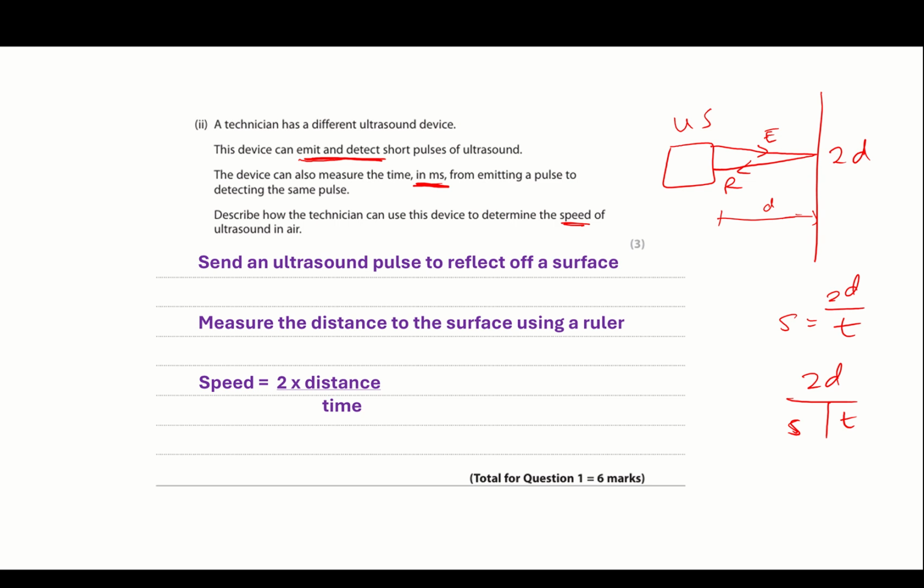Now I don't think the question asks for it, but remember we would need to divide that by 1,000 if we wanted it in meters per second. But the question's not asking that, but that's what we'd need if it was.